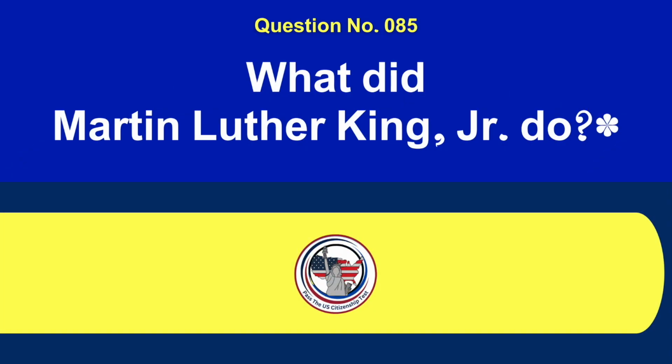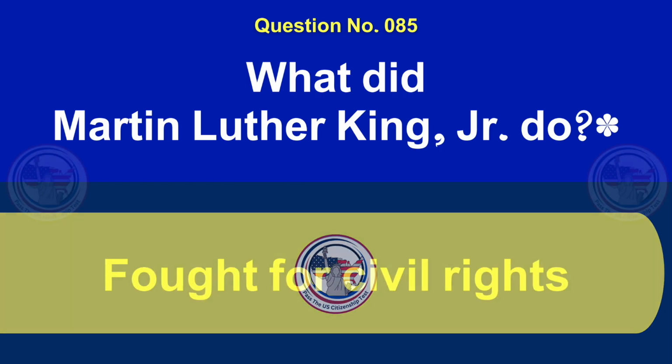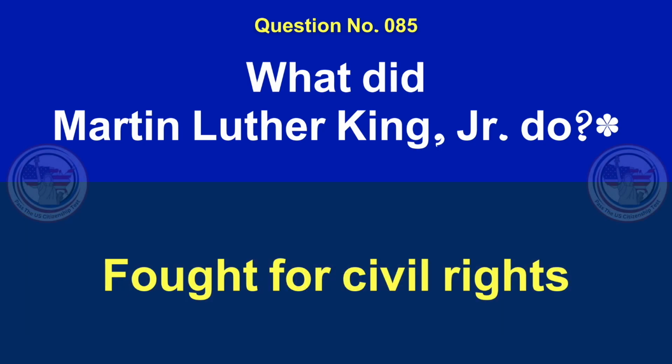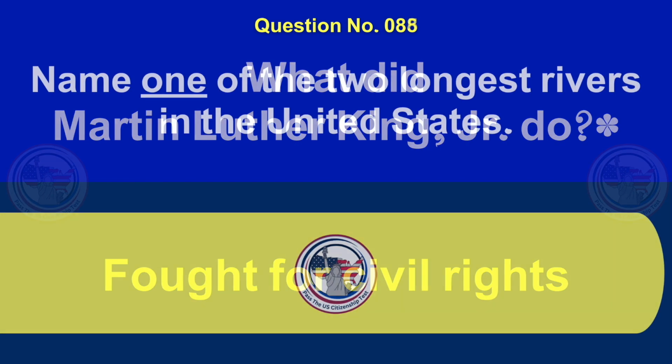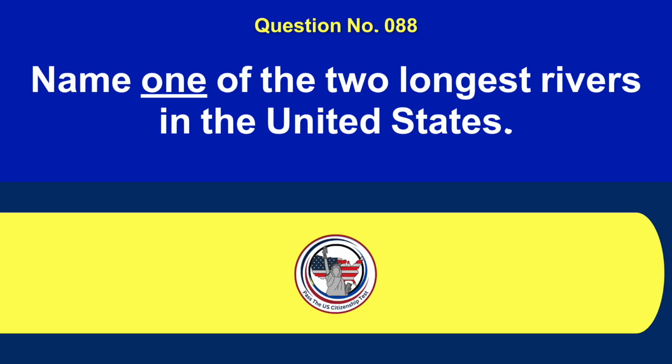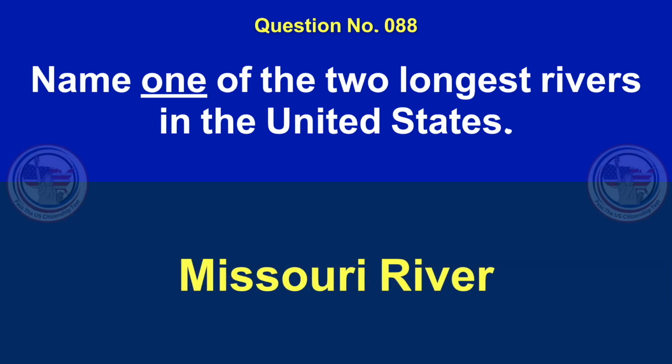What did Martin Luther King Jr. do? Fought for civil rights. Name one of the two longest rivers in the United States. Missouri River.